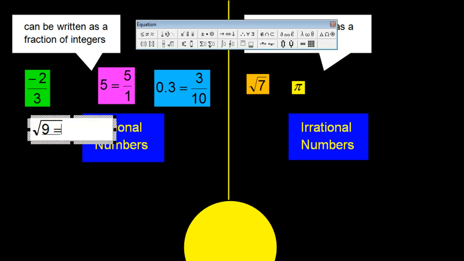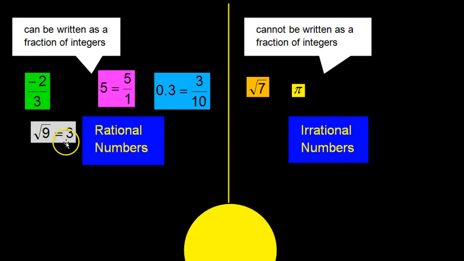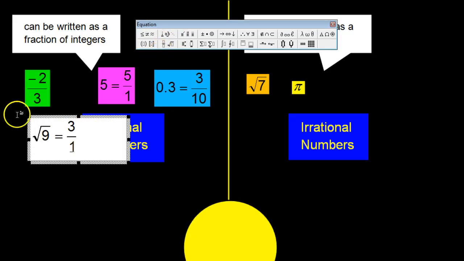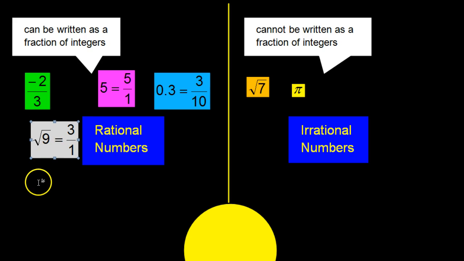I'm sure you guessed it by now. The square root of 9 is equal to 3. Okay? And of course 3 is definitely rational because it could be written as 3 over 1. So because the square root of 9 is just 3, that counts as a rational number. Should I put this as 3 over 1 just to make the point? Yeah, alright. The square root of 9 could be written as 3 over 1. There you go, a fraction of integers.